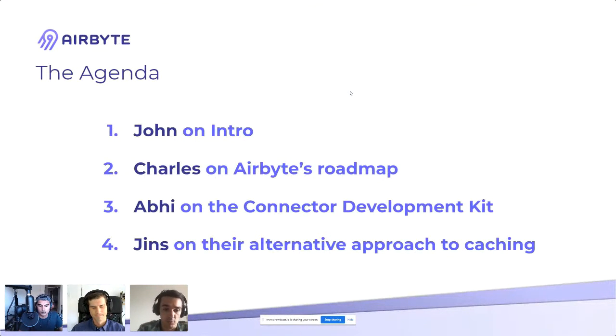So I'm going to do a little intro, and then Charles will talk about the roadmap and the progress we've done last month. And Abby will tell you about what we're really most excited about. This is something that we mentioned and you voted for in the first community call, the connector development kit, and we'll explain what it is. And finally, we'll finish with Jins about his caching strategy.